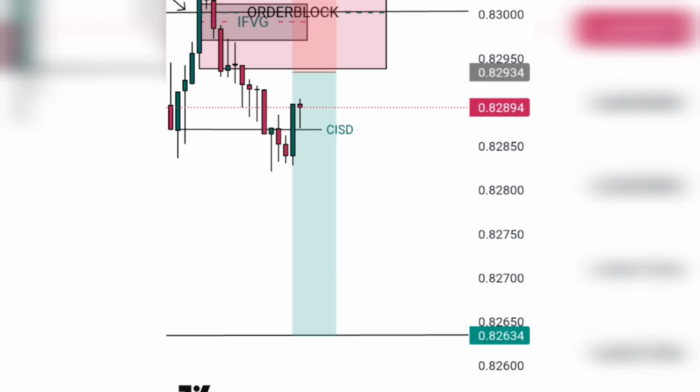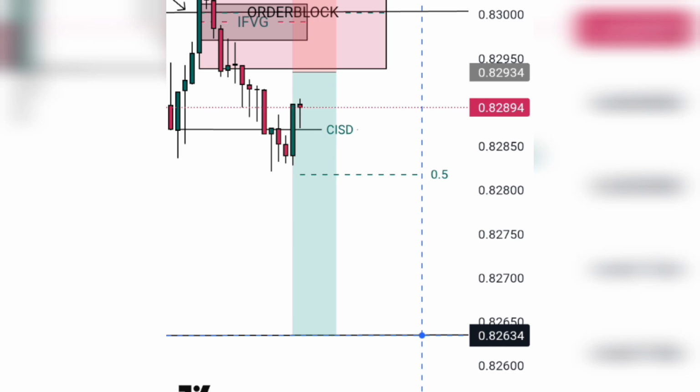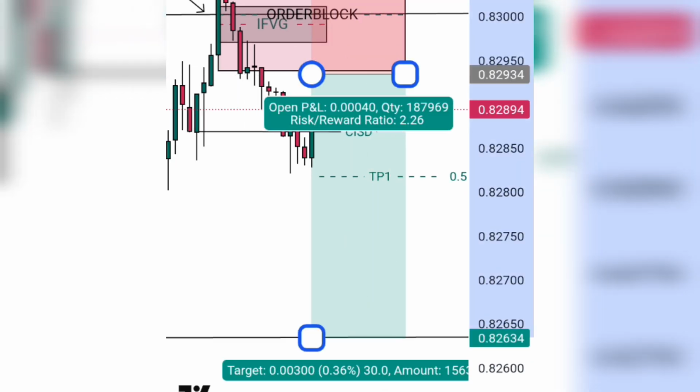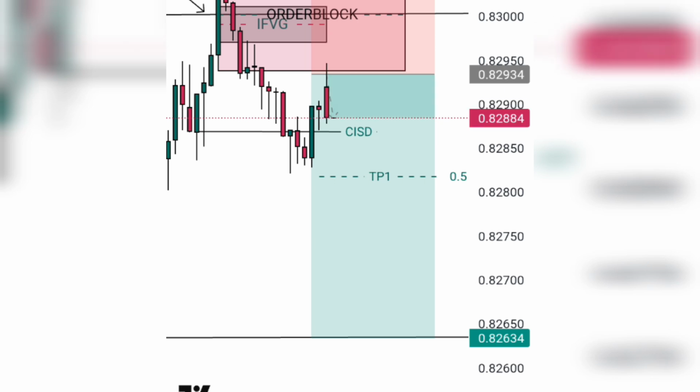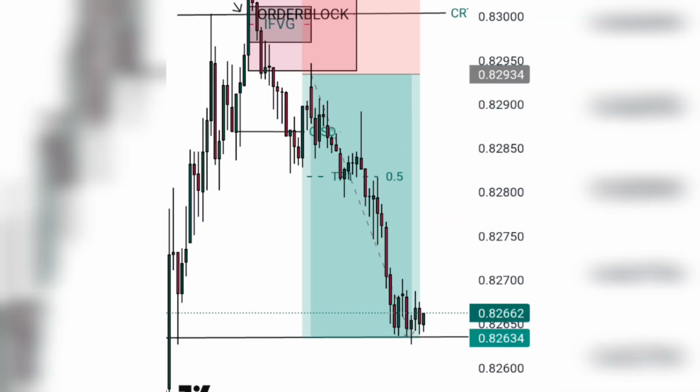But before we target the CRT low, we always take partials at the 0.5 level of the CRT candle. That's why we're going to draw like that. Yeah, that is the TP1. So we're going to wait for TP1 to be hit, and TP2 right now has been hit.